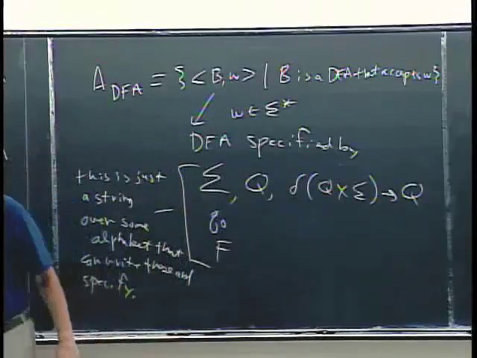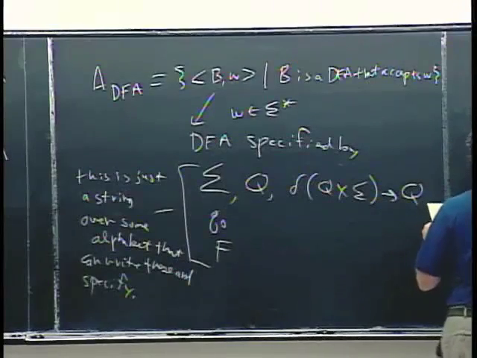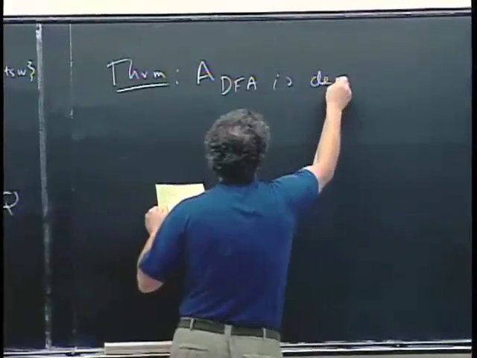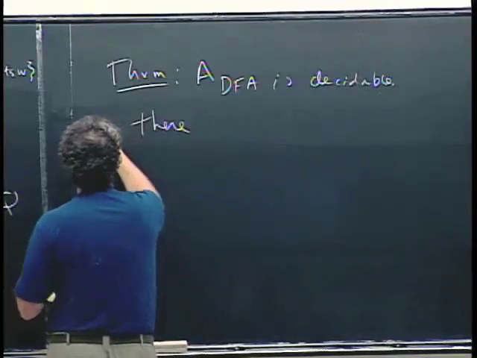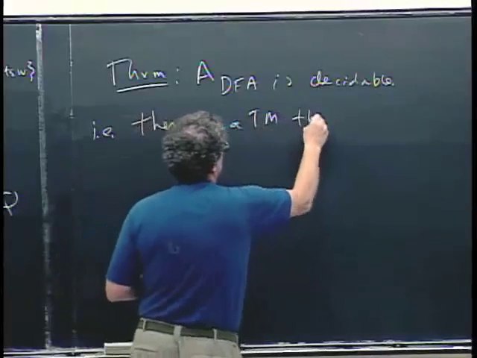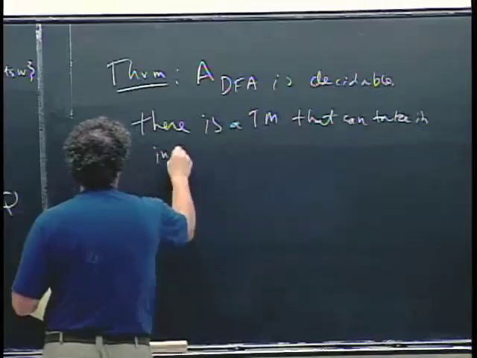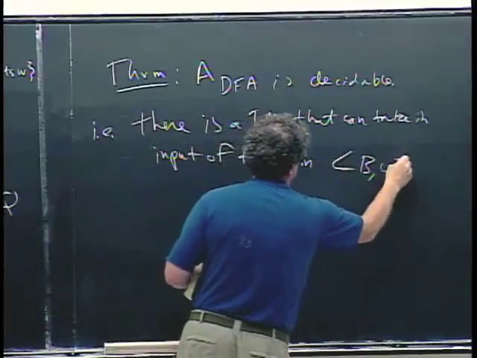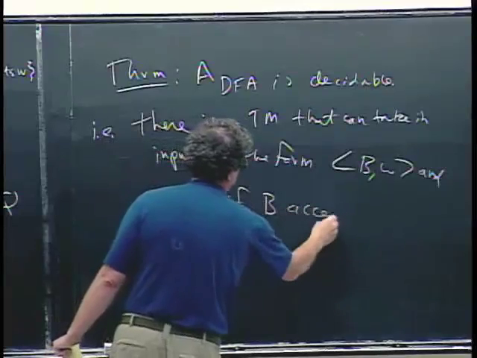Okay, so this is a theorem. This language, A_DFA, is decidable. Okay, and just in more detail, that means, i.e., yeah, there is a Turing machine that can take in input of the form B, W and decide if B accepts W.